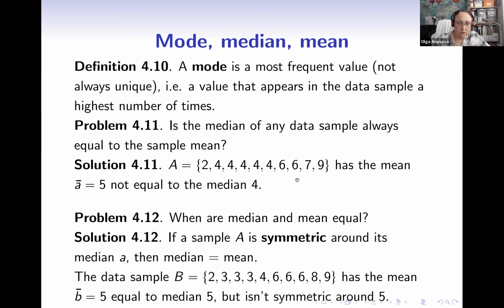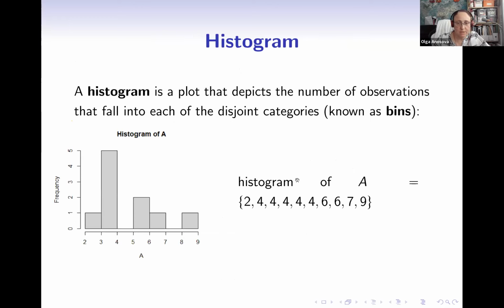And to see what's going on and when a distribution is symmetric, quite often we look at pictures, and one of the common pictures in statistics is histograms. That's just a plot that depicts the number of observations that fall into each of the categories or bins. It looks like that. For example, in my example, the histogram was this, and we can immediately see that it's not really symmetric. Histograms are very good to trace shapes and see what is symmetric and what is not.